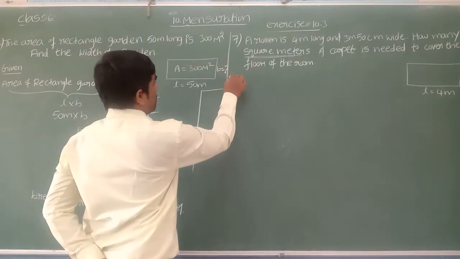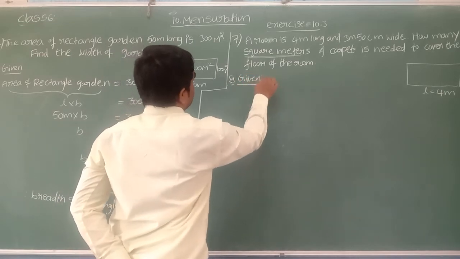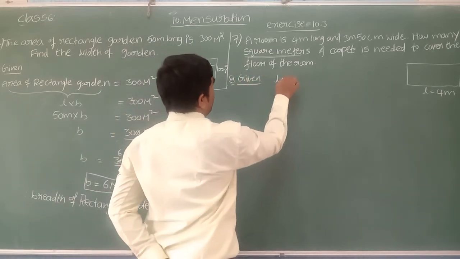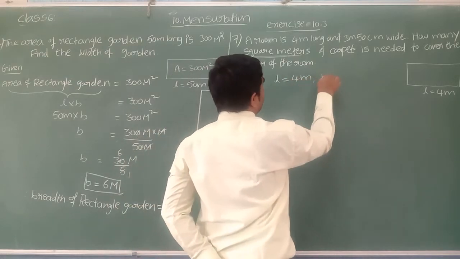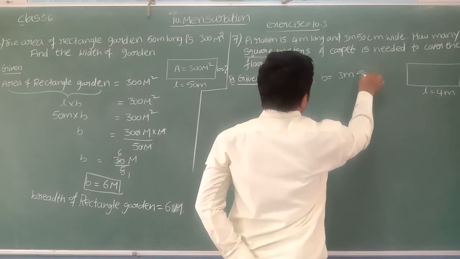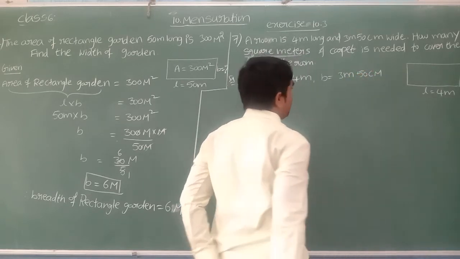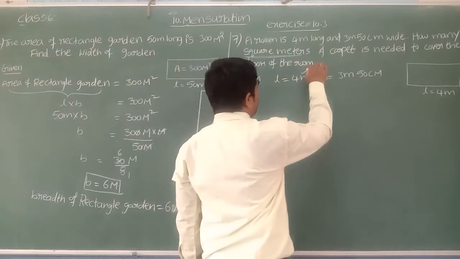You can see better here, the solution. So given, what is the length in meters here? Length is equal to 4 meters. And what is the breadth? Breadth is equal to 3 meter 50 centimeter. So these are already in terms of meters.